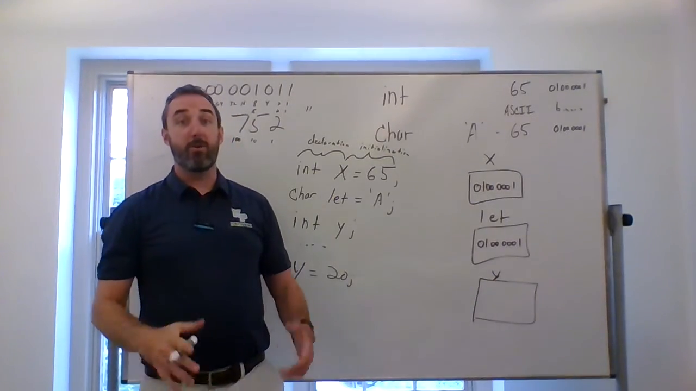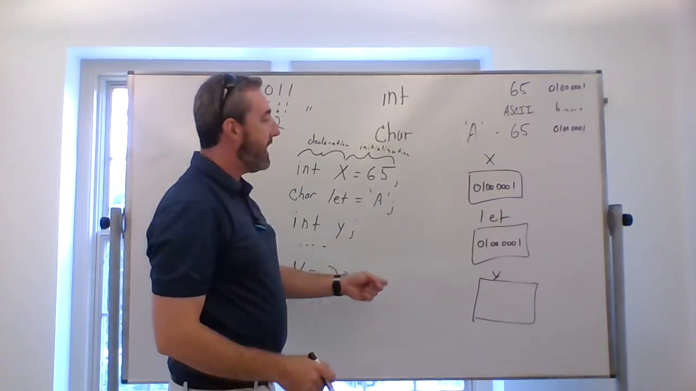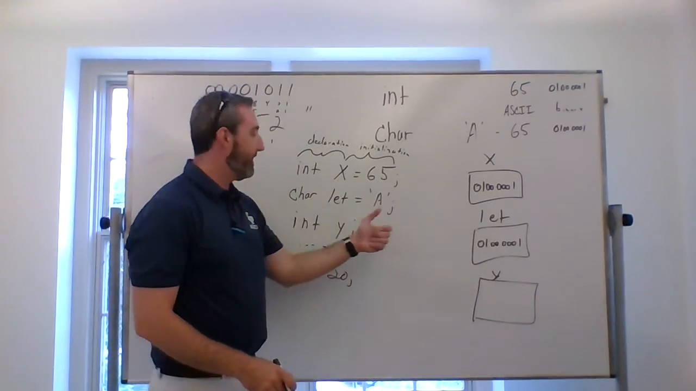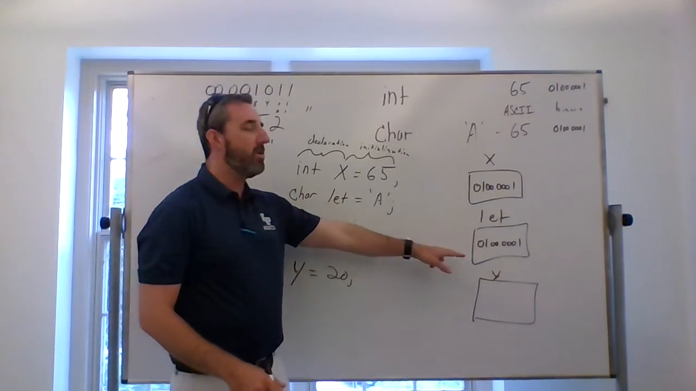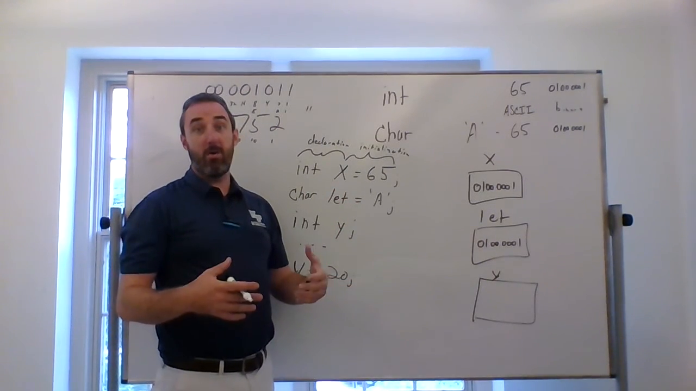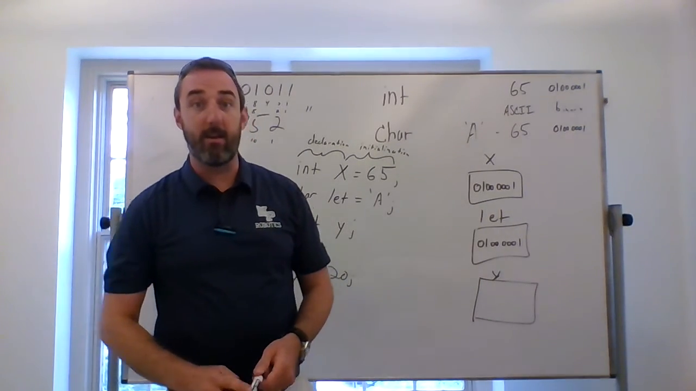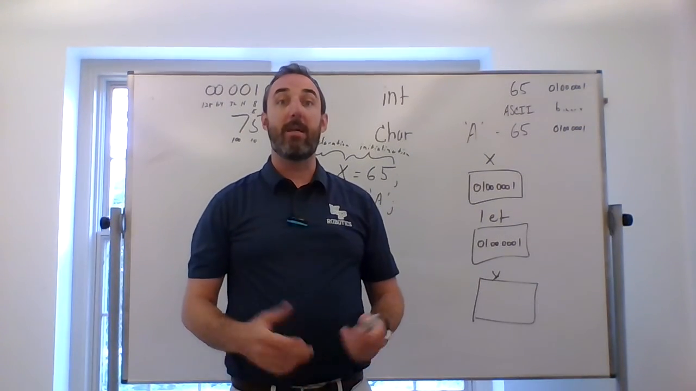Now, there's also a cool feature that you can do called casting, which says, hey, even though I know that this is a character, even though I know it's supposed to be a letter, treat it like a number, because I know I can translate it into a number pretty easily. And there's a whole other video on casting that I recommend you look into to make sense of that.